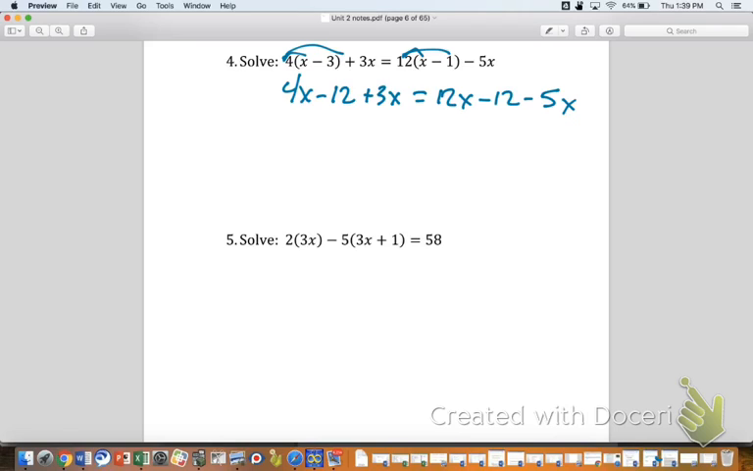On the left side, Victoria, what do you see? 4x and 3x. They're like terms, aren't they? So when you add those up, what do you get?